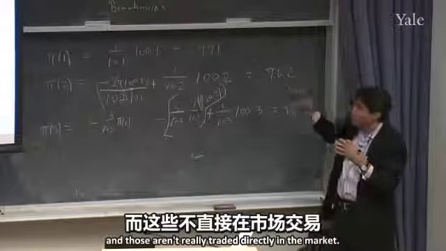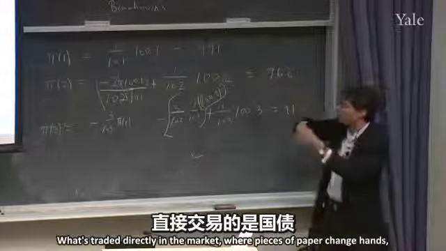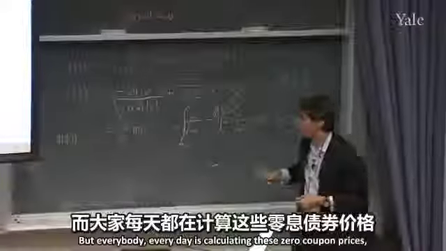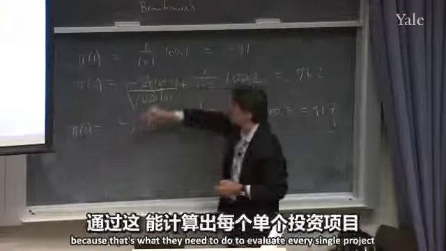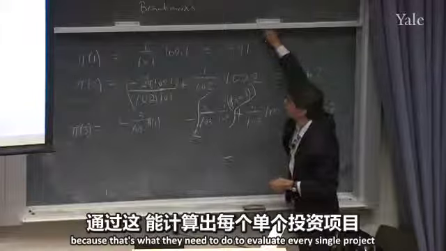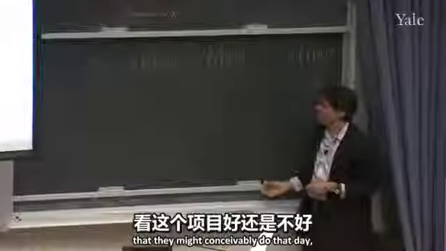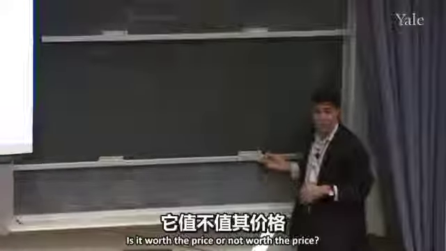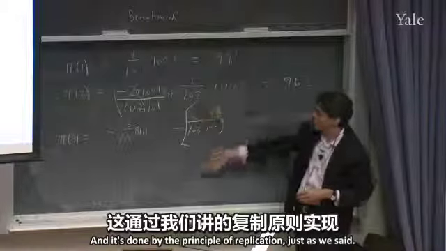And those aren't really traded directly in the market. What's traded directly in the market, where pieces of paper change hands, are the treasury bonds. But everybody every day is calculating these zero coupon prices because that's what they need to do to evaluate every single project that they might conceivably do that day and decide whether it's a good project or a bad project. Is it worth the price or not worth the price? Okay, and it's done by the principle of replication, just as we said.